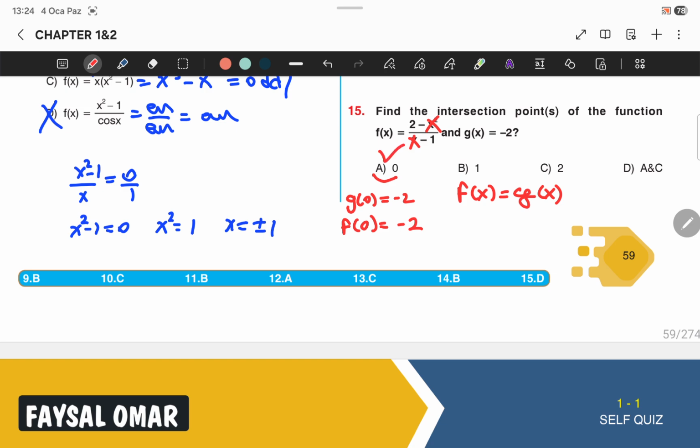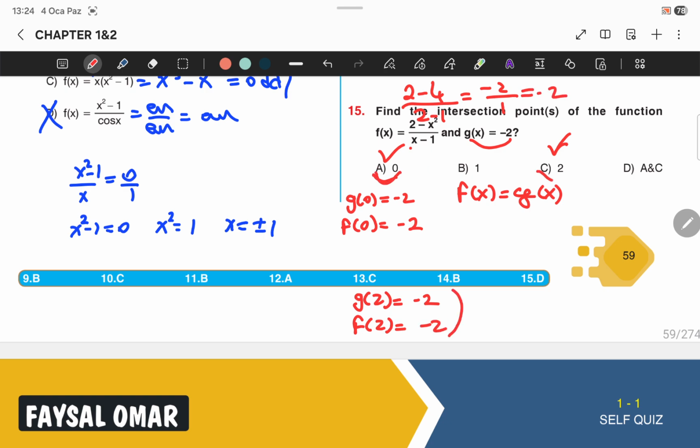Let me check 2. Okay, the answer says what? A and C, isn't it? Let me check A and C, because the rest of them will be wrong. G of 2 is equal to what, guys? When I replace, negative 2. Okay. F of 2 is equal to what? Let me erase this part to let you see. 2 minus 2 to the power of 2, guys. 4, isn't it? Okay. And then over 2 minus 1. Upper part negative 2, lower part is 1. As a result, negative 2. You see, two same answers. So it means that 0 and 2 are my points of intersection, A and C.